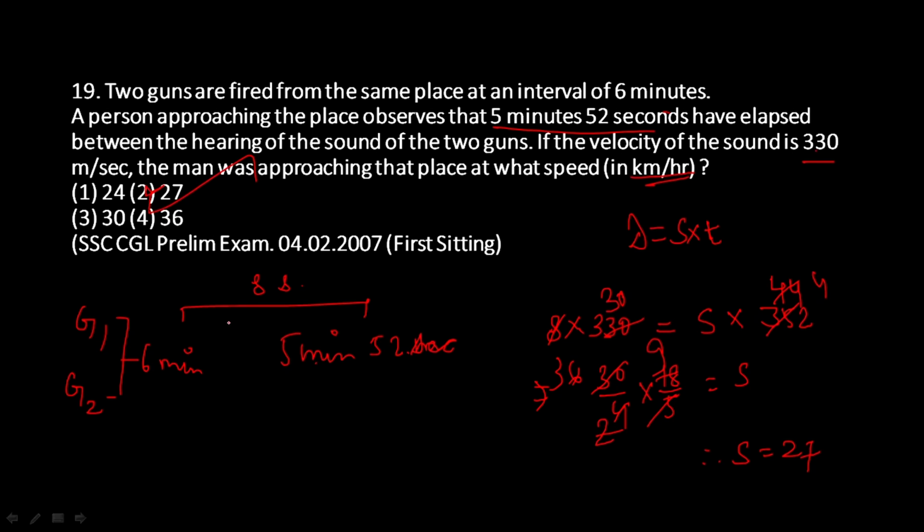Clear? The velocity of sound is given as 330 meter per second, and the change of time is 8 seconds, so it has moved for 8 into 330, and speed is the required thing, and the time elapsed was 352 seconds. 5 minutes 52 seconds means 300 seconds plus 52, 352 seconds. Clear? So that's how we are getting S equals 27. I hope it is clear to you. If you have any doubt, you will ask your queries. Okay. Moving to the next one.